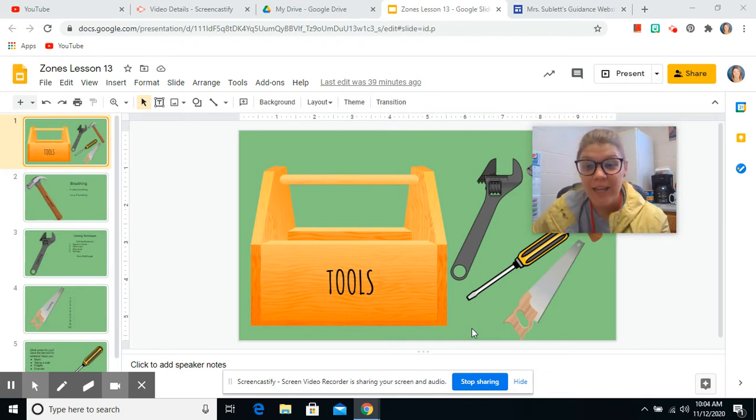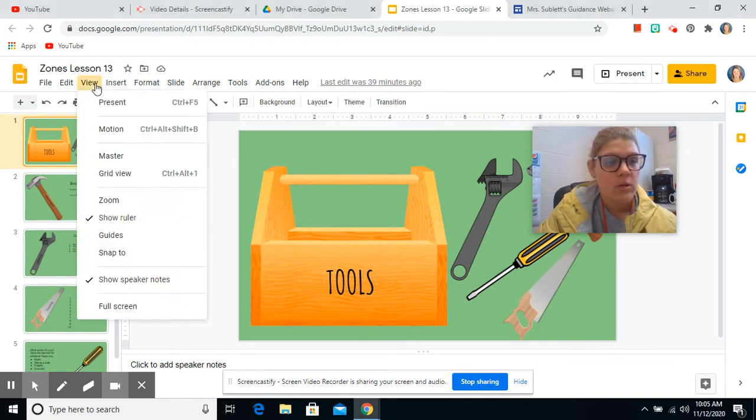So today we are going to learn what a toolbox is, what we need it for, and why we use it. I have a little PowerPoint here, and we are going to go over what a toolbox is when we are talking about the Zones of Regulation.